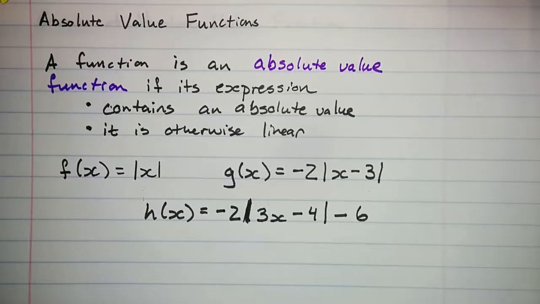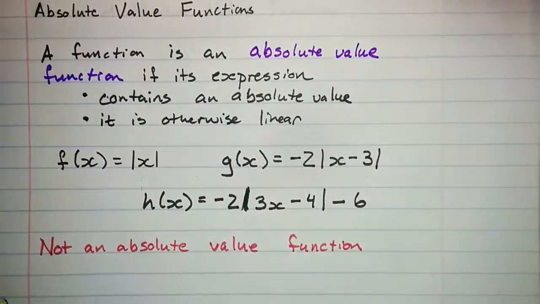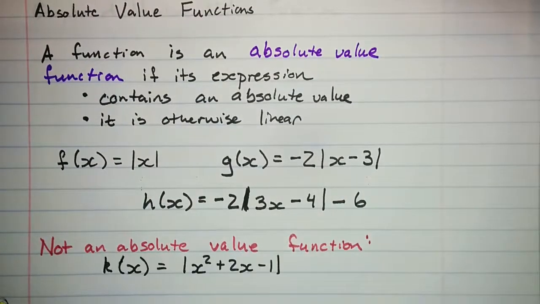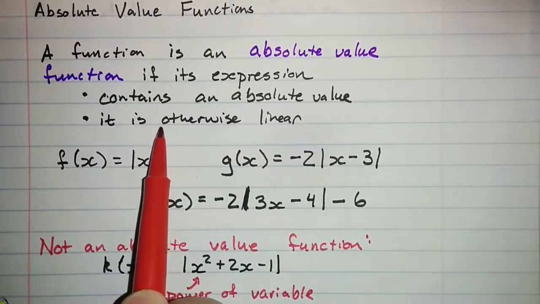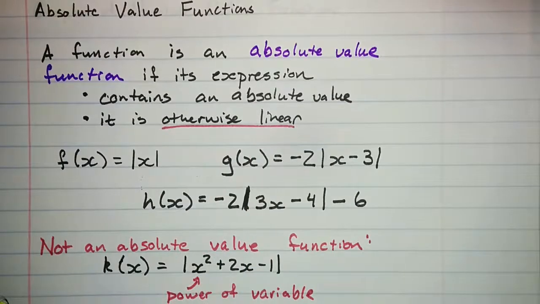An example of something that is not an absolute value function, according to this definition, is something like this. Notice that in addition to the absolute value, this expression has a power of a variable, which means that it breaks this otherwise linear rule.